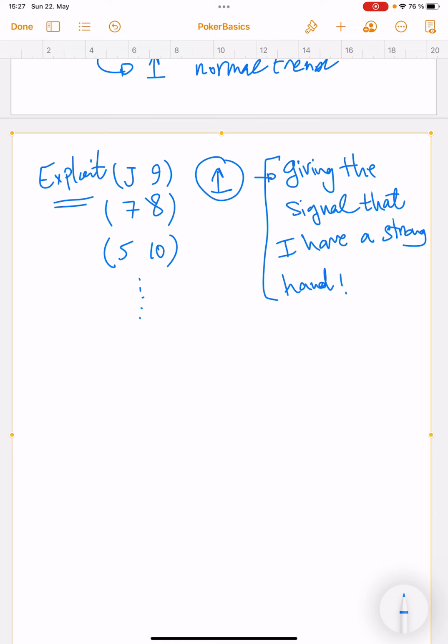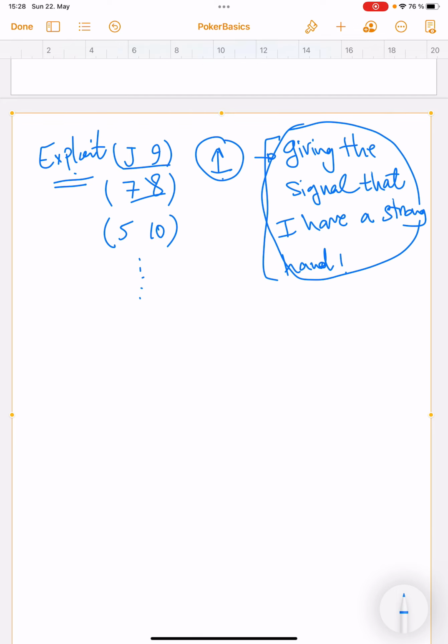Have that in mind. As I said, every decision that you're making at the table is basically a piece of information and a signal to your opponents. So if you raise preflop with Jack 9, 7, 8, and so on, you are giving the signal that you are having basically a strong hand. And you can exploit this fact to trick your opponents. This is another thing.